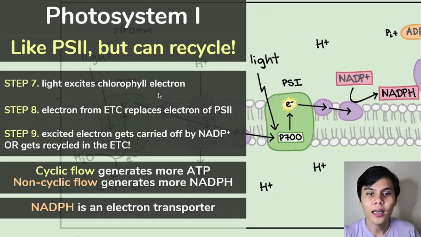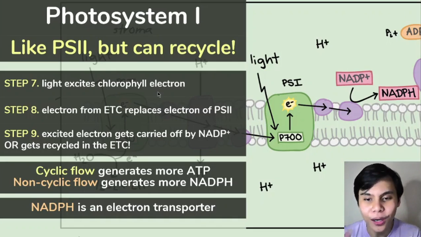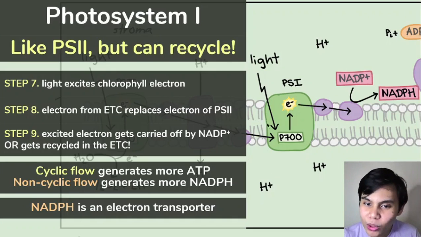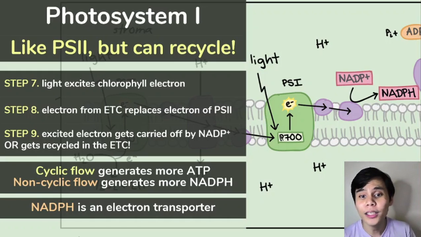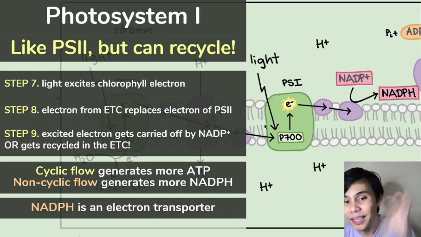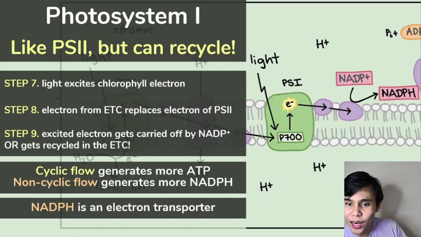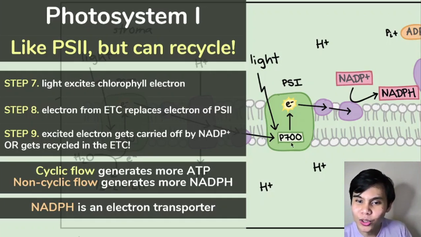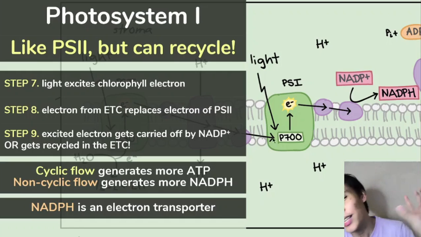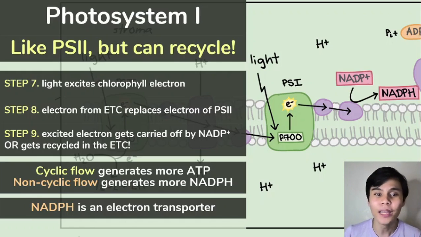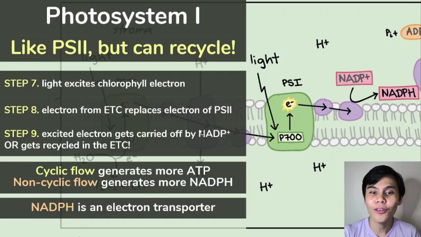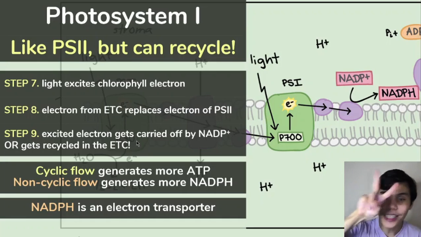This one starts off with, again, exciting of chlorophyll electrons. Light can also excite an electron of the chlorophyll molecule here, and that excited electron is sent away as well. But the special thing here is that instead of hydrolysis, the electron that replaces the missing electron comes from the electron transport chain. You see this arrow here, that's the electron transport chain, the one that's low energy. That's going to be the one that's used to replace the missing electron. Now the excited electron gets carried off by NADP plus or gets recycled into the ETC. So there are two options that can happen.